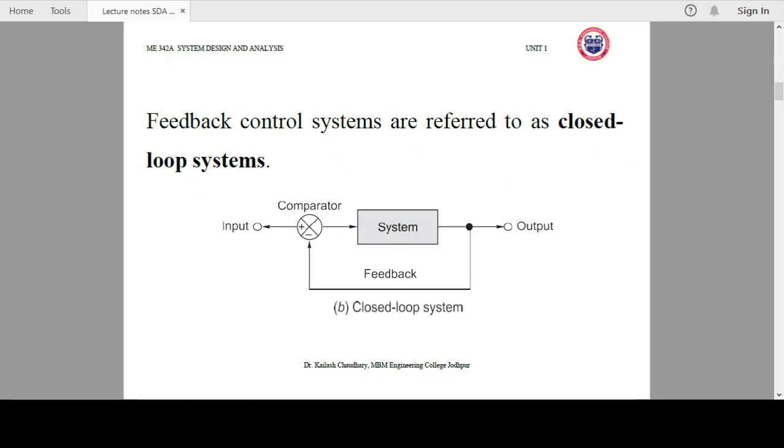When you compare an open loop system with a closed loop system, the only difference is the feedback. If you have a feedback control in your system, then your open loop system is converted into a closed loop system. All closed loop systems have feedback so that output can be controlled and we can change the input to control our output. This is the basic difference between open loop and closed loop systems, which is quite simple.